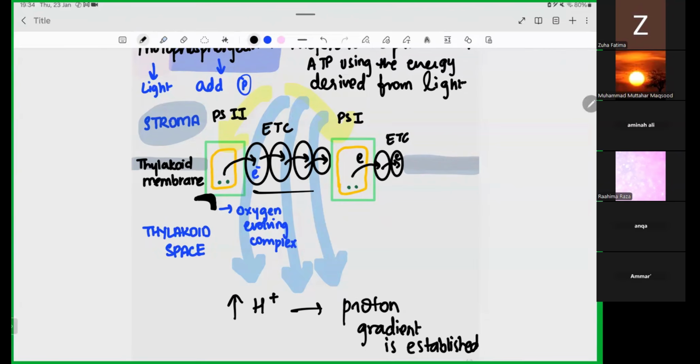Now we know that the stalked particle is also present on the thylakoid membrane. Can you guys tell me what would be the placement or direction of the stalked particle? Where would the ATP synthase, or the head of the stalked particle, point? Towards the stroma or towards the thylakoid space? Yes, it would be pointing towards the stroma.